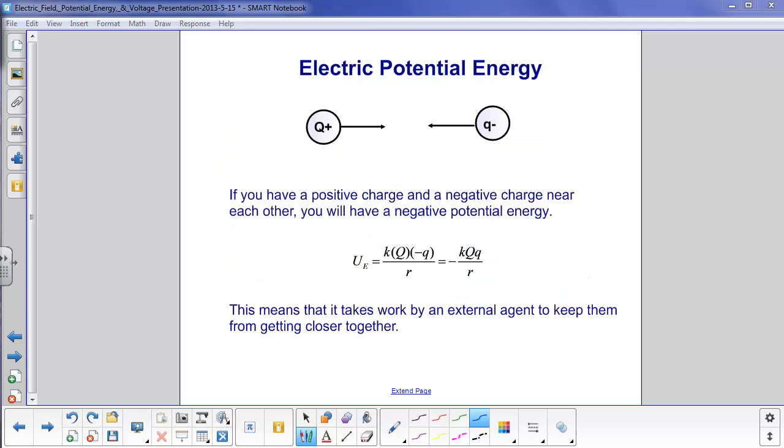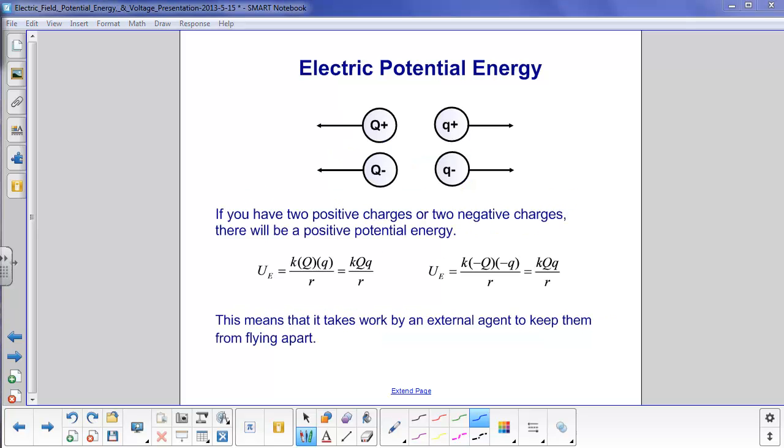If you have a positive charge and a negative charge nearby and you want to calculate their potential energy, you use the formula U is equal to kQq, but here we have a negative charge. So it's k big Q times negative q over r, and we get negative kQq over r. The physical meaning of this is that it takes work by an external agent to keep them from getting closer together, so we have a negative potential energy. You look at these two, they want to get closer together, opposites attract. So I would need to put work in to push either this charge that way or that charge that way. So we wind up with a negative potential energy here.